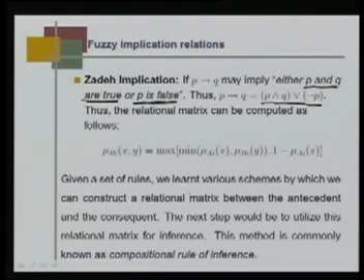So, given a set of rules, we just learnt various schemes by which we can construct a relational matrix between the antecedent and the consequent. The next step would be to utilize this relational matrix for inference. This method is commonly known as compositional rule of inference. Associated with each rule we have a relational matrix. Given a relational matrix and given another antecedent, how can I compute a consequent? This is the prime question that we are asking, and it is derived using fuzzy compositional rules.